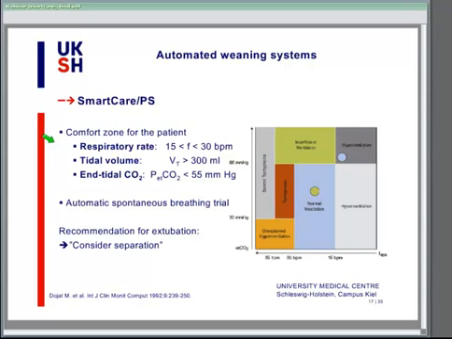And when the pressure support is at a relatively low level, which depends on some preconditions, and also when the PEEP is set to lower than or equal to 5 centimeters of water, an automatic spontaneous breathing trial is performed by the system. And when a patient passes this trial successfully, the ventilator displays the message "consider separation." So this is a real recommendation for extubation of the patient.